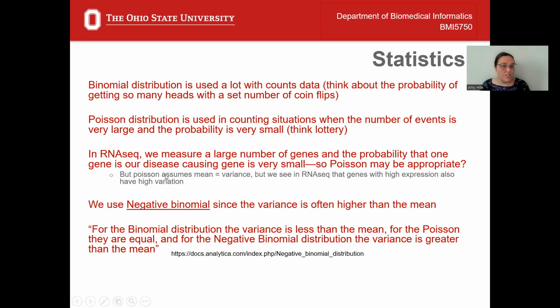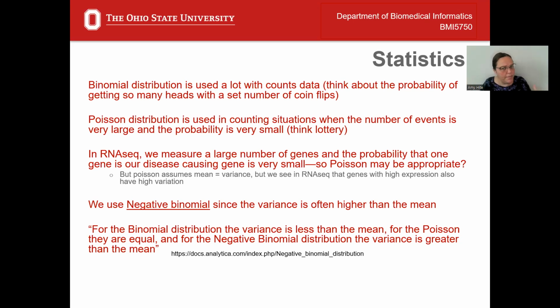So there's also the Poisson distribution. It's used in counting situations as well, but when the number of events is very large, and the probability of having the event is very small. So think about the lottery. You could buy a lottery ticket, but you're probably not going to win because out of the millions of people who buy the ticket, only one person wins. So in our RNA-seq data, we do measure a large number of genes, and the probability that any one of our genes is causing this disease is very small.